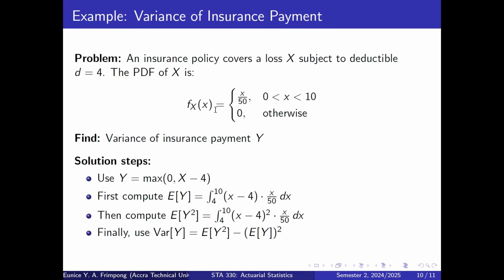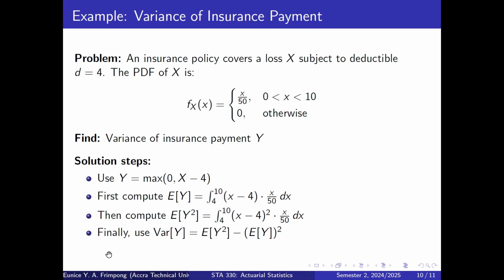So first, compute the expectation of Y. The expectation of Y is equal to (x minus 4), because 4 is our deductible, times the PDF, x over 50. And our integral will run from D to the maximum, and the maximum is given as 10 according to the question. So the integral from 4 to 10 of (x minus 4) times x over 50 dx.